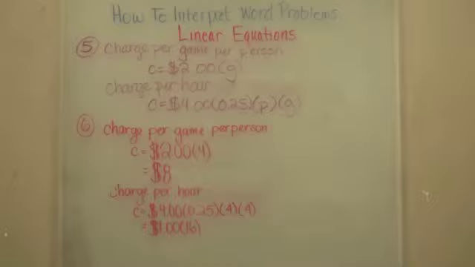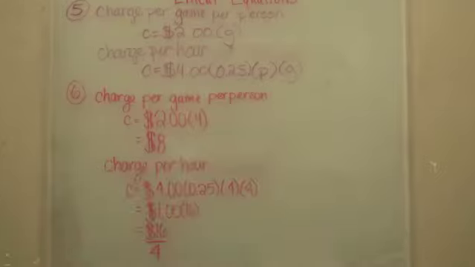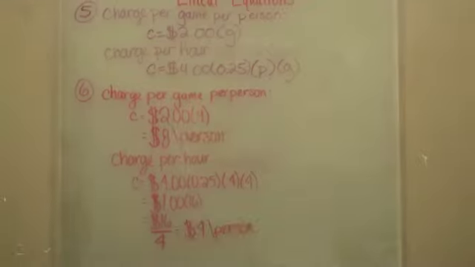But in order to see how much we would be paying per person, we would have to divide by 4, because we had to factor in how long we would be renting the lane. So we're going to divide by 4 because we have 4 people, and 16 divided by 4 gives us $4 per person. Therefore, the cheaper payment method would be the charge per hour because we're only paying $4, whereas when we pay per game, we would be paying $8.